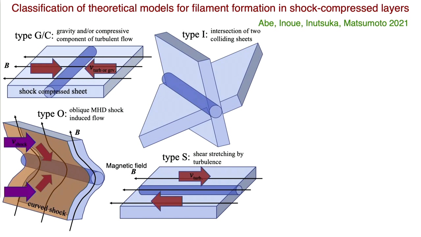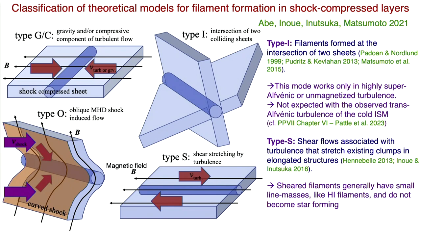By combining different simulations of shock compressed layers with different magnetization and turbulence levels, theoretical models for filament formation can be classified into five types, which are shown here. I will go into details to explain the different types of filament formation within these shock compressed layers. I will start from the right. The first type is type I, which corresponds to filaments forming at the intersection of two sheets. This mode works only in highly supersonic and unmagnetized turbulence, which is not very realistic given the observations suggesting the ISM is in trans-sonic turbulence.